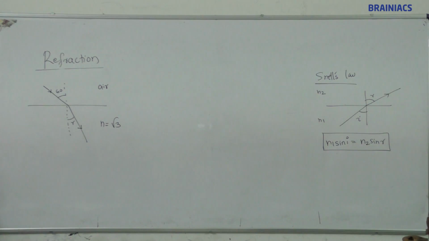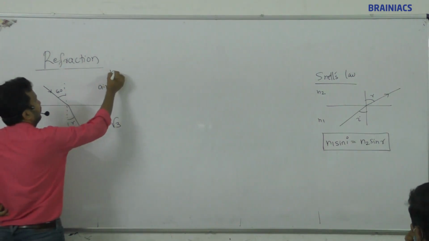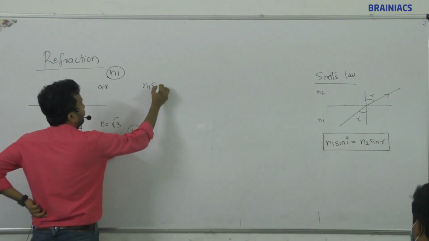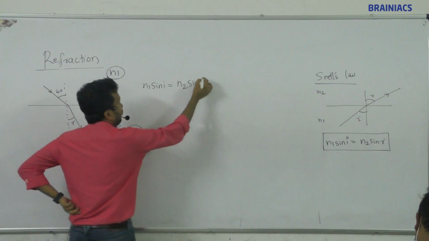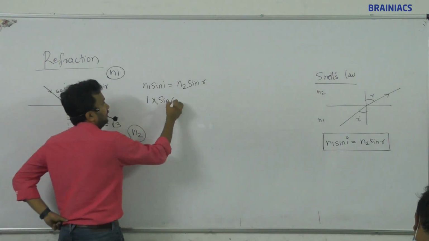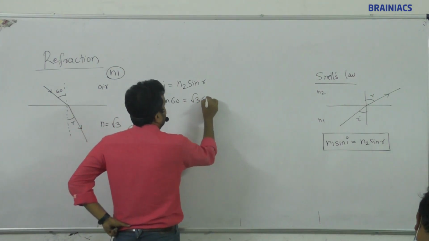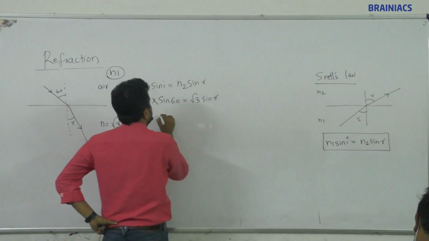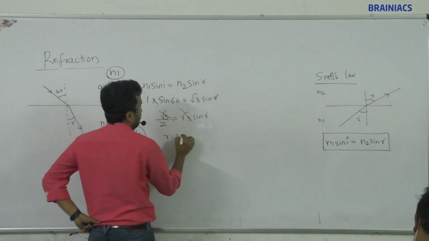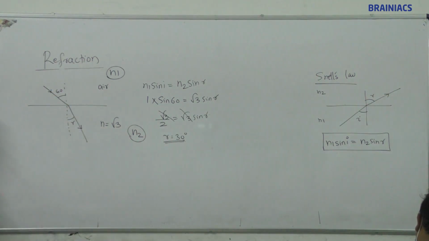Which law? Directly? Snell's law. Correct. So air to glass, what is the formula? N1, the air refractive index, into sine of 60 equals root 3 into sine r. Sine 60 is root 3 by 2, correct? So root 3 by 2 is equal to root 3 into sine r. Cancel, sine r equals 1 by 2, so r equals 30 degree. Got it? What is the second part of the question?